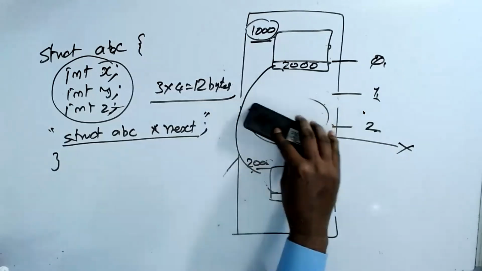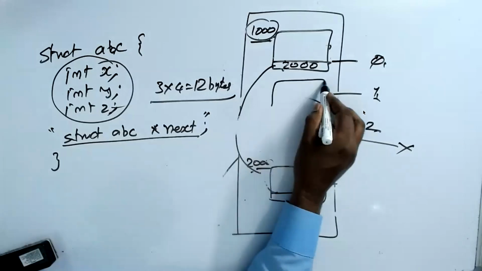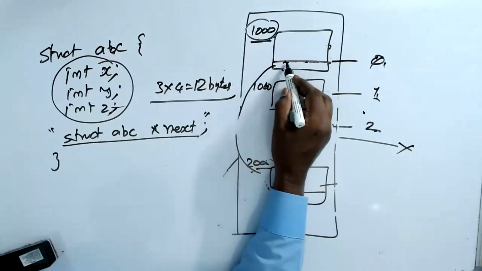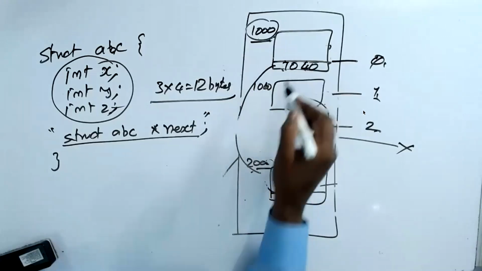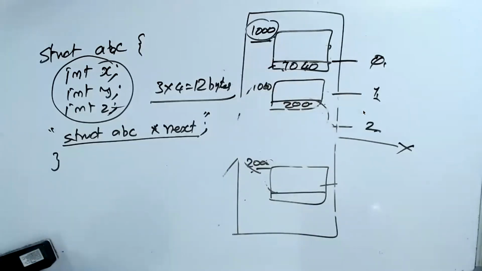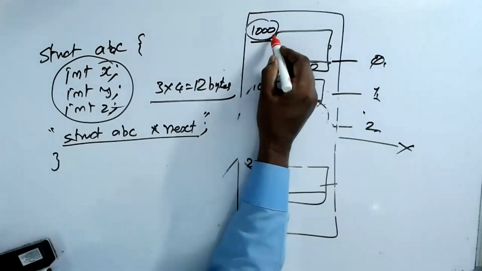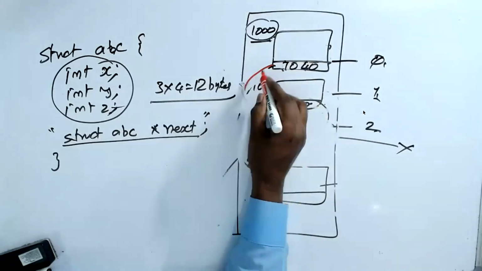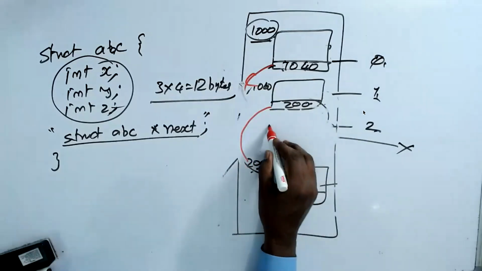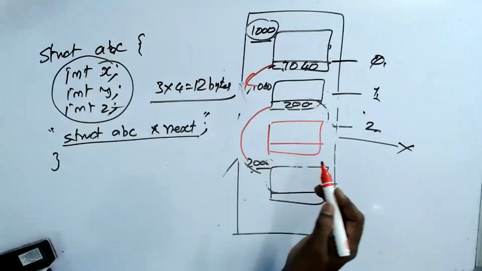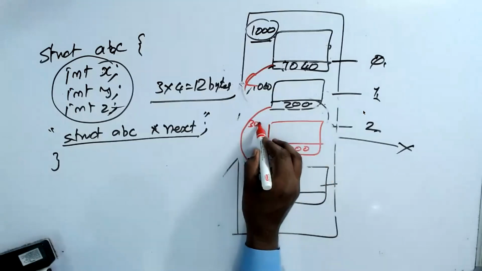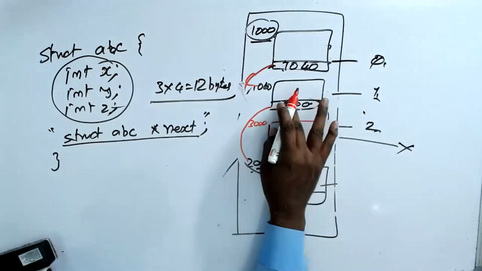Very simple. What you do is, let's say previously this is 1040 and this guy is 2000. So this is what the link was: 1000 to 1040, 1040 to 2000. Now you have to add one more. You added a new element, and that address could be 3000. So you put 2000 here, and you put 3000 here.